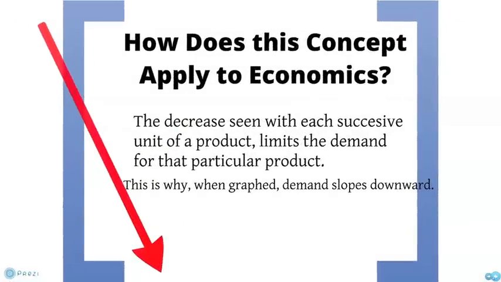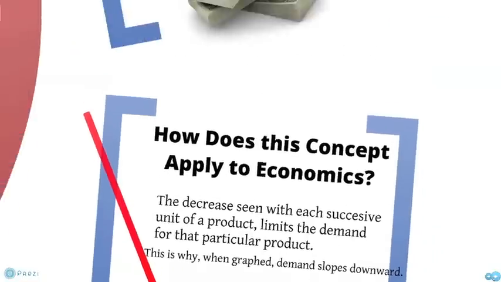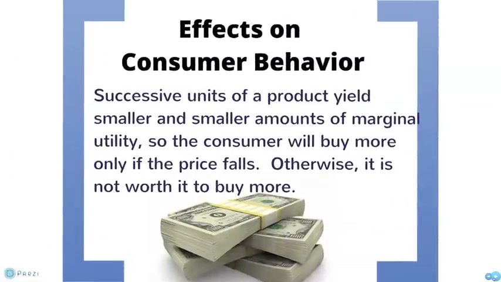Why do we care? The decrease seen with each successive unit of a product limits the demand for a particular product. This is why, when graphed, demand slopes downward. If we assume the average consumer behaves rationally, then the consumer will only buy amounts of a particular product that would be useful to them, even if supply is unlimited.